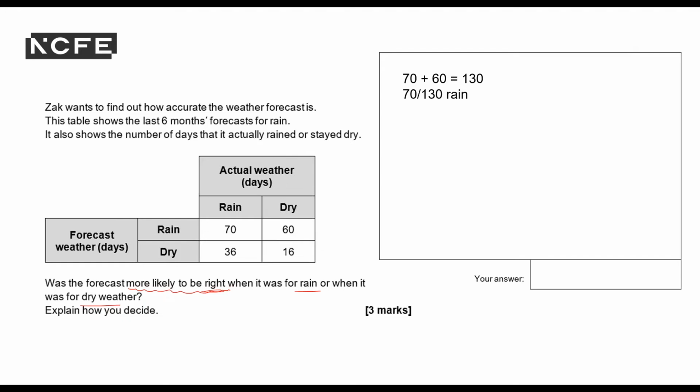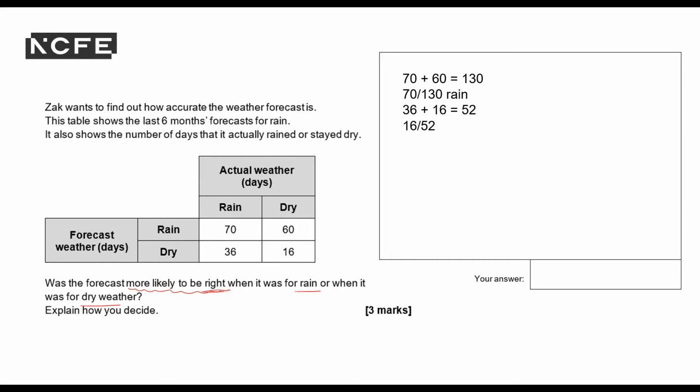And then for dry, it's 36 plus 16. 36 plus 10 is 46, plus 6 is 52. 52. And it was correct, so I'm reading when it was forecast dry and when it was actually dry, 16. 16 out of the 52.